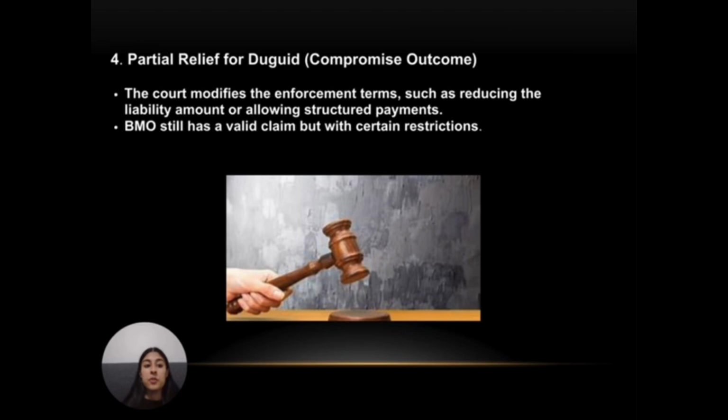The fourth one, partial relief for Duguid. Compromise outcome: the court modifies the enforcement terms, such as reducing the liability amount or allowing structured payments. BMO still has a valid claim, but with certain restrictions.